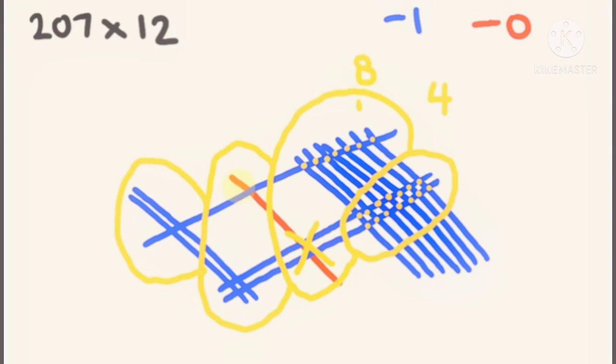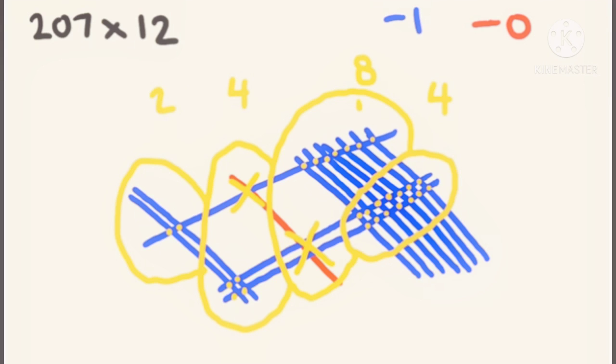Once again, we have where the red's crossing the blue, where the 0 and the 1 cross, so we're ignoring that, and we're going to go 1, 2, 3, 4. And in the thousands, we have 2. So our answer is 2,484. How did you go with that, okay?